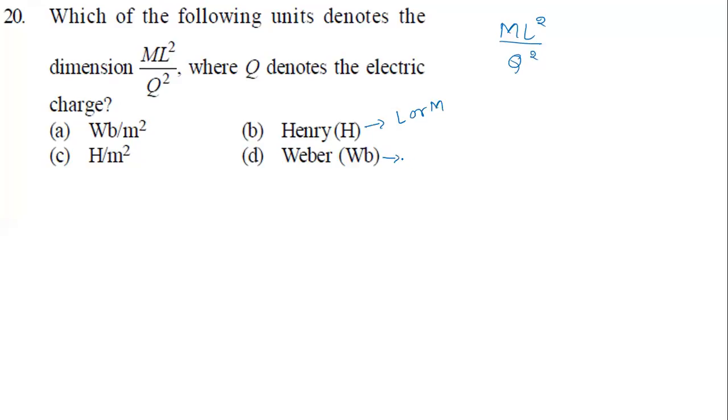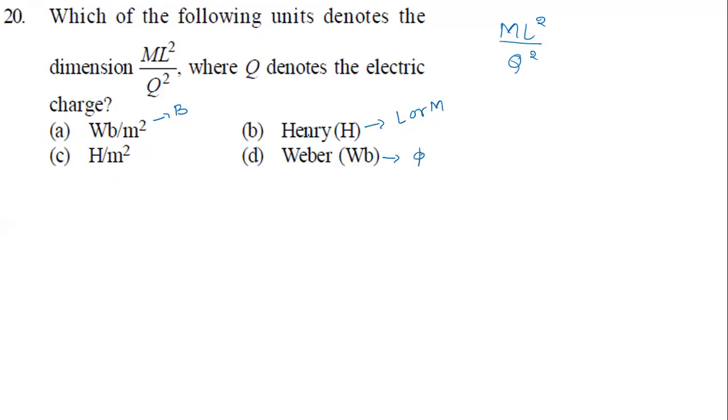Weber. Weber is indicating what now? Magnetic flux. That's correct, we know. Weber per meter square indicating magnetic field. Henry per meter square, we didn't even encounter this Henry per meter square. Okay, so now look at these three, one option should be there for this dimension.